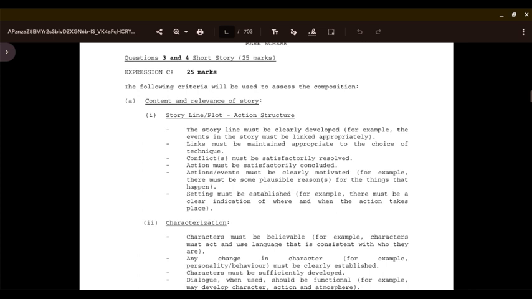So I must have a resolution to the conflict. No resolution, no story. Action must be satisfactorily concluded, related to resolving conflict. Action and events must be clearly motivated. Why did the guy get a gun? Like, why? Right? I must have a reason that makes sense.